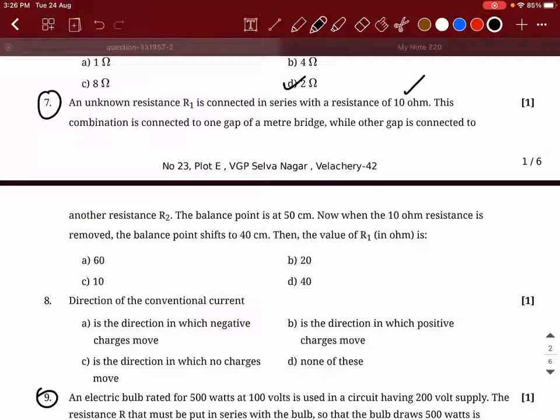R1 plus 10 divided by R2 is equal to 50 by 50, that is 1 by 1. That is correct, because it's the midpoint. Second case, what is happening? R1 divided by R2 will be equal to 40 by 60. Very good. So 2 unknowns, 2 equations. I hope you guys can solve it. So what is the value of R1 you got?